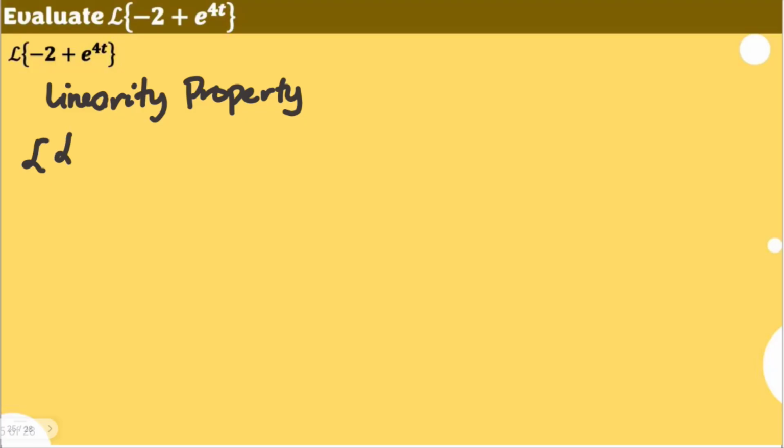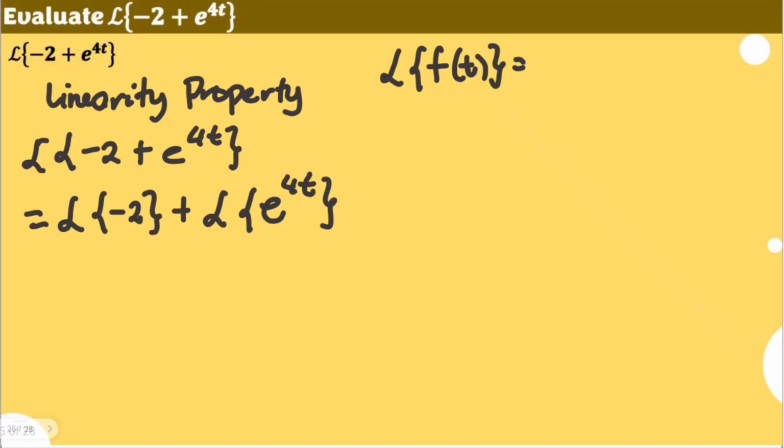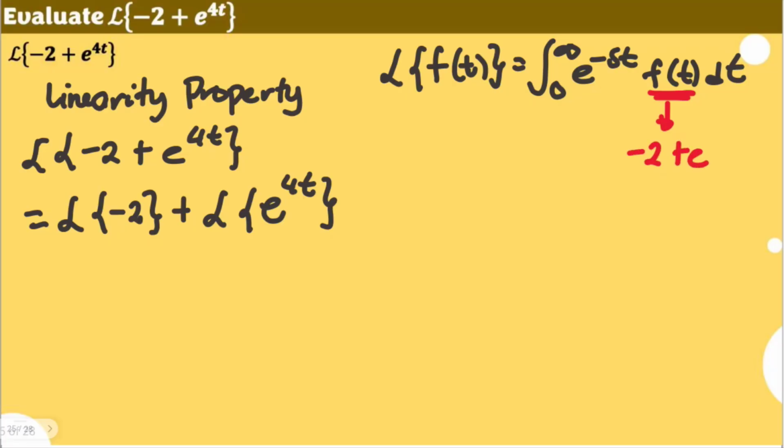So the Laplace transform of negative 2 plus e to the power of 4t could be written as the Laplace transform of negative 2 plus the Laplace transform of e to the power of 4t. With this linearity property, we don't need to use the actual definition for the Laplace transform of a certain function of t, which is the integral from 0 to infinity of e to the power of negative st times f of t dt, where f of t is equivalent to negative 2 plus e to the power of 4t. We're using this linearity property because we do have rules for a constant and for an exponential.